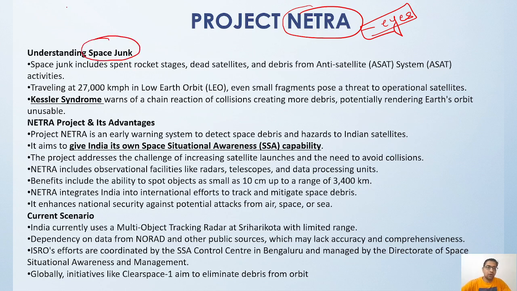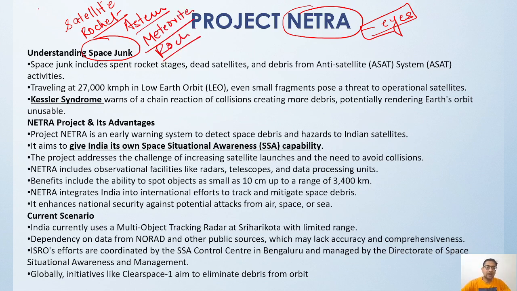You know, a lot of satellites, a lot of rockets, even asteroids, meteoroids, and various types of rocks are traveling at a very, very high speed in space, right? So the government wanted to track all these things. Space junk is there, rocket stages are there, dead satellites are there, and debris from anti-satellite testing systems is there.